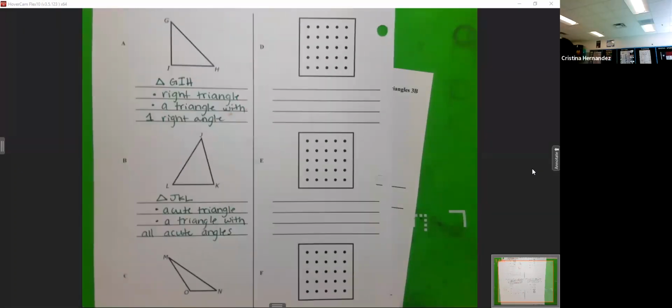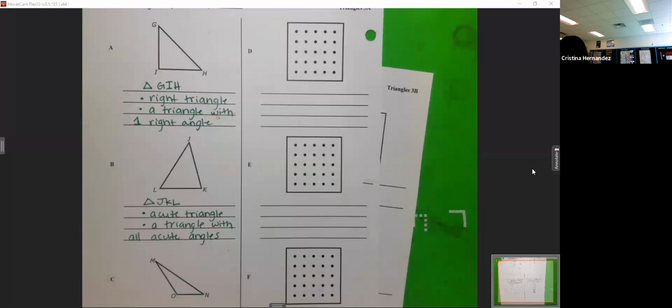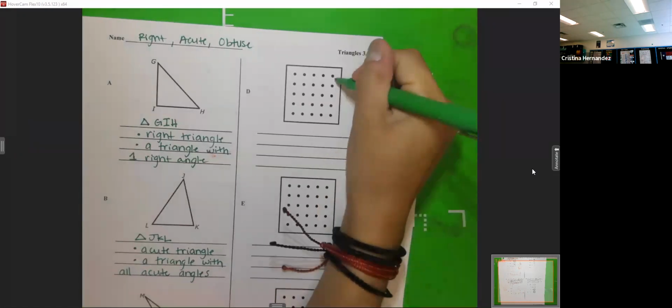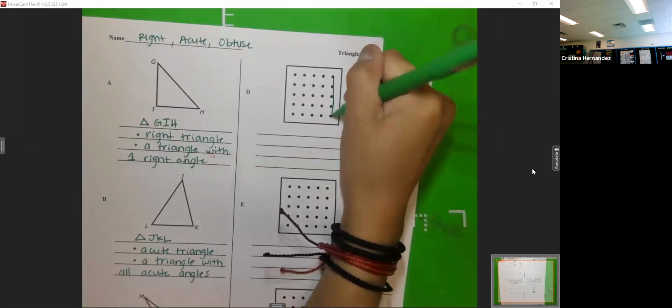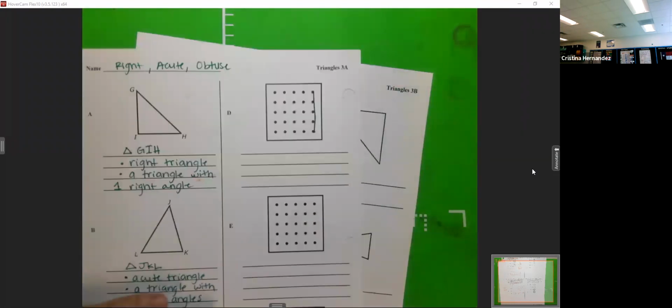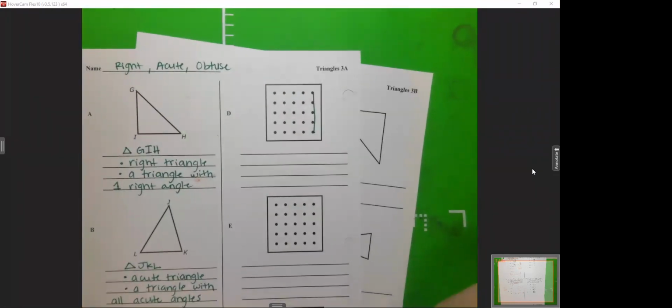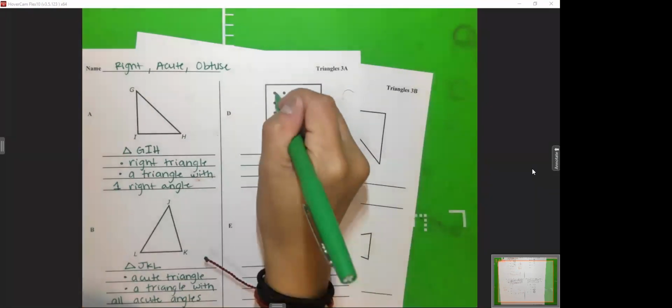It's up top. We have to make a right triangle. Let's make an upside down right triangle. A right triangle has what type of angle in it? What type of angle does a right triangle have? A right angle. Yes.